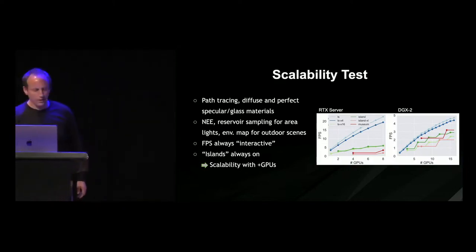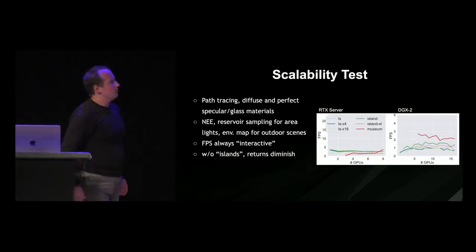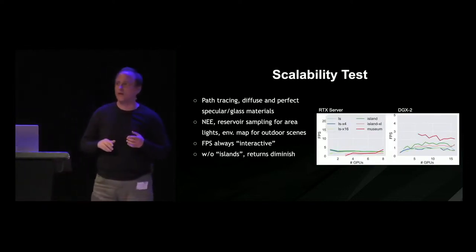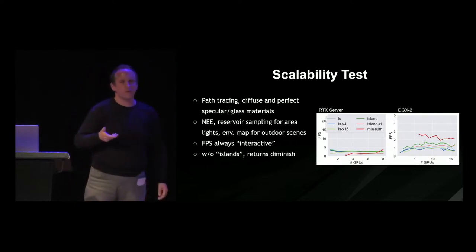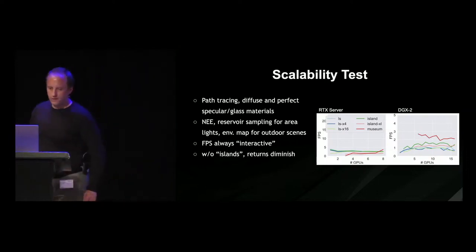For comparison, these here are the graphs for the method without islands. This is scalability with the naive method from before, where you take the data, and if you have 4 GPUs, make 4 smaller pieces. And you can see that for most of the data, we see diminishing returns, if not even negative.